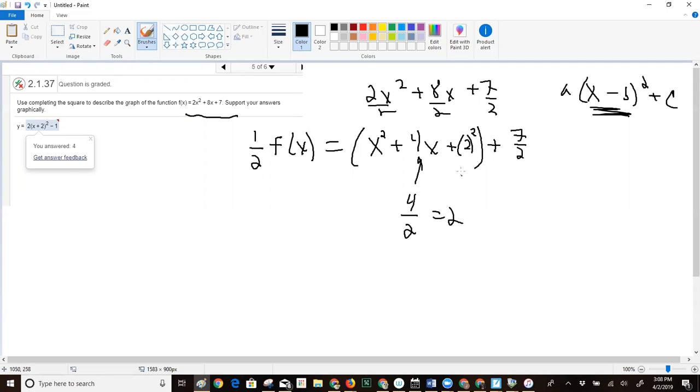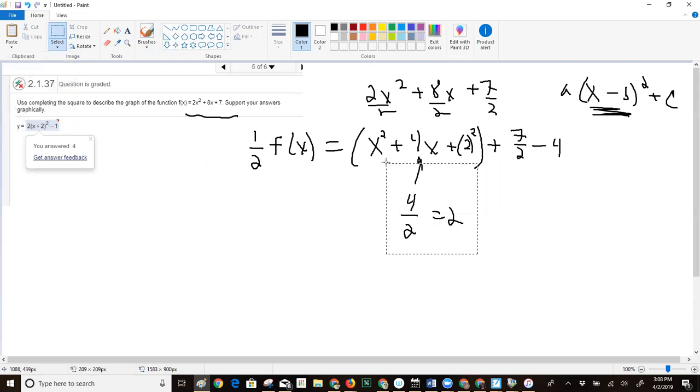I'm working smart. So I added inside the parentheses because I'm doing everything on the same side of the equal sign. I have to subtract that 2 squared outside the parentheses. That way I'm not changing the value of the equation. I'm just rewriting it.